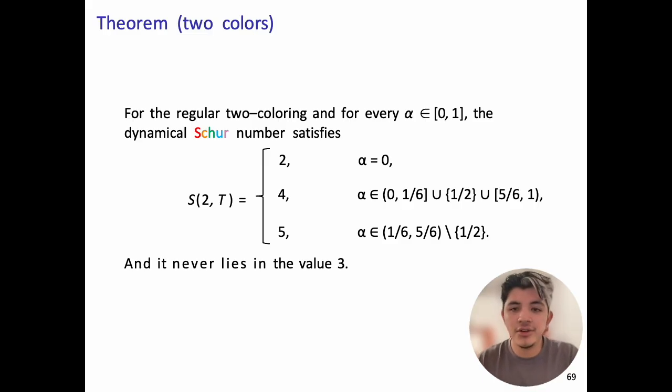The theorem of two colors holds that for the regular two coloring of [0, 1], and for every alpha in the same interval, the dynamical Schur number satisfies the following expression. It is 2 if alpha is 0. It's 4 if alpha is less than or equal to 1/6, equal to 1/2, or greater than or equal to 5/6. And it is 5 if alpha is greater than 1/6 and less than 5/6, except 1/2, of course. And the theorem also says that the dynamical Schur number never takes the value 3. We are going to prove this theorem.